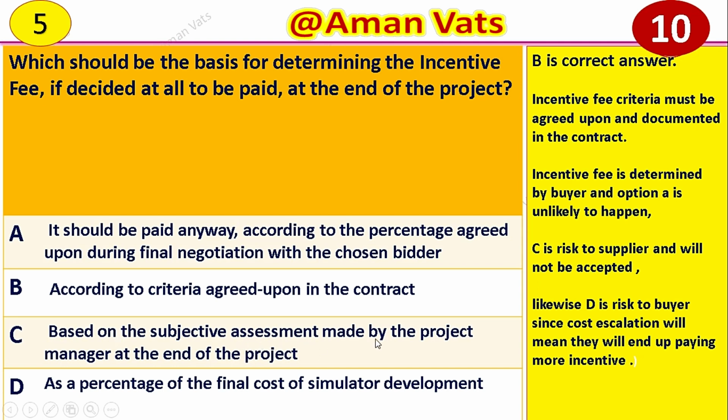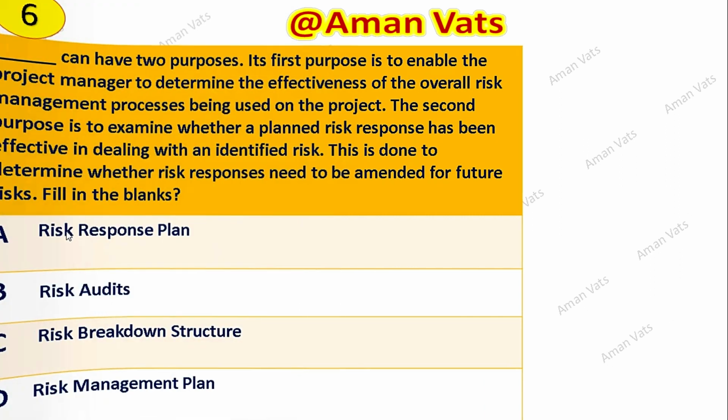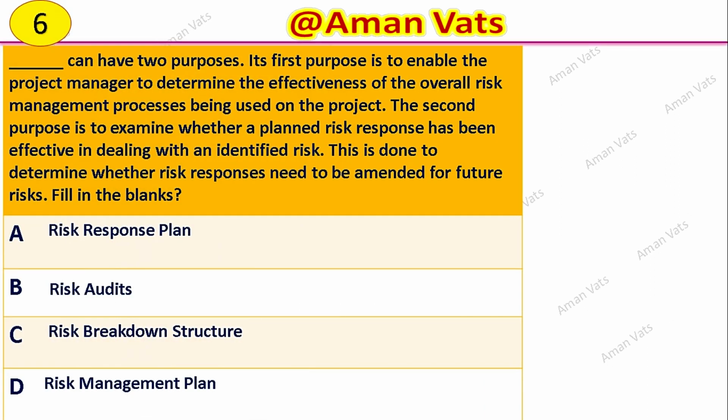Based on the subjective assessment made by the project manager at the end of the C. So this is the buyer. It has a big risk for the buyer as a percentage of the final cost of simulator development. This is also another big risk. Therefore, the answer goes to B, according to criteria agreed upon in the contract, which has been predefined at the time of signing the contract.